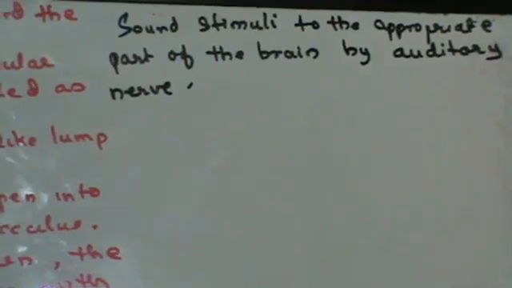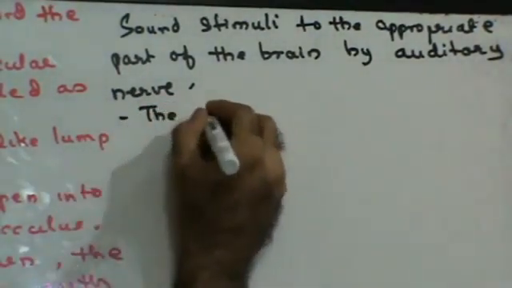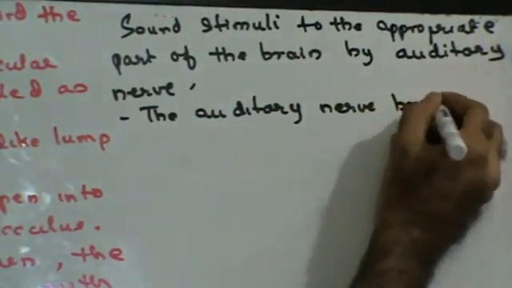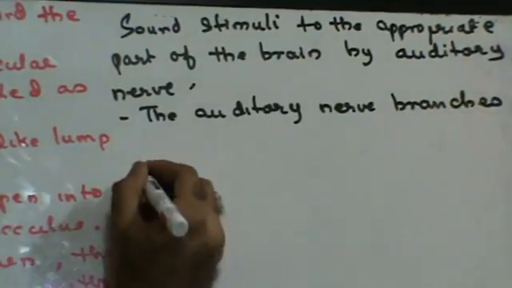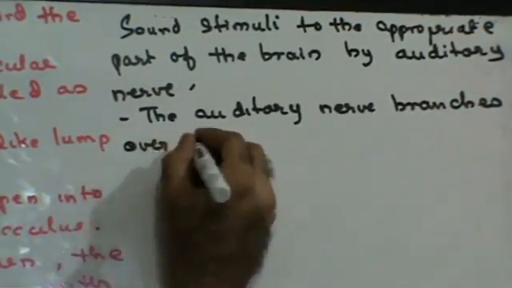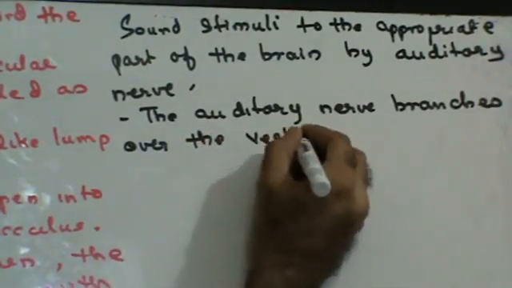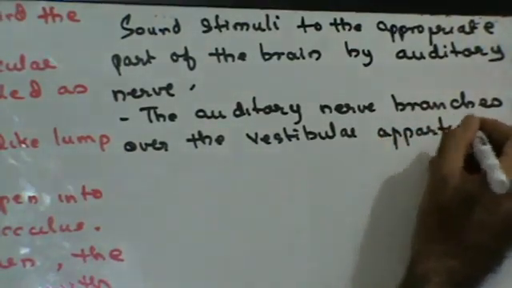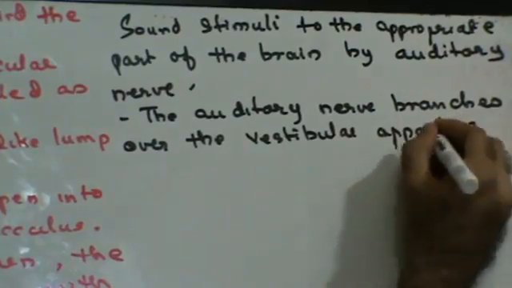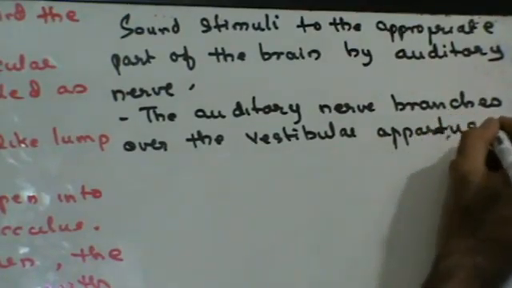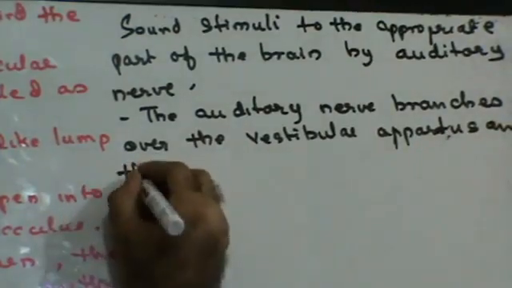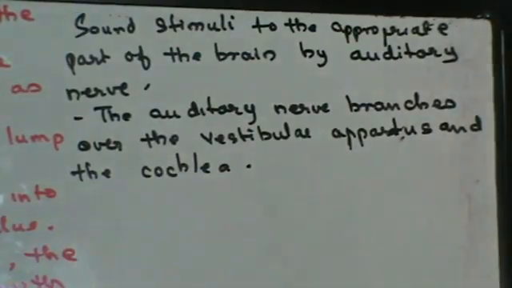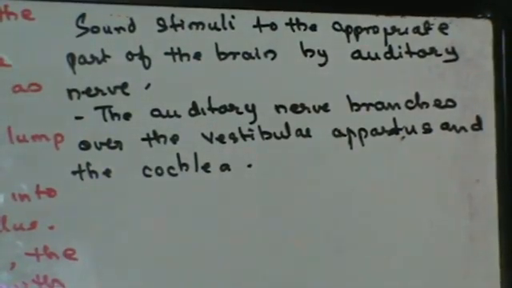Fine. The auditory nerve branches over the vestibular apparatus and the cochlea. Right? So that was your entire structure of the human ear.